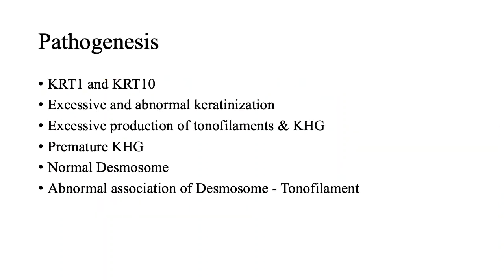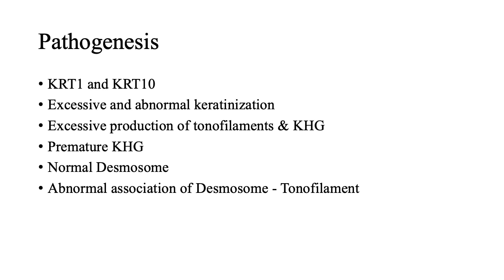The genes involved in epidermolytic hyperkeratosis are keratin 1 and 10. The hyperkeratosis is due to excessive and abnormal keratinization with excessive production of tonofilaments and keratohyalin granules. These keratohyalin granules produced are premature. Desmosomes are normal, but the association between desmosome and tonofilament is abnormal.